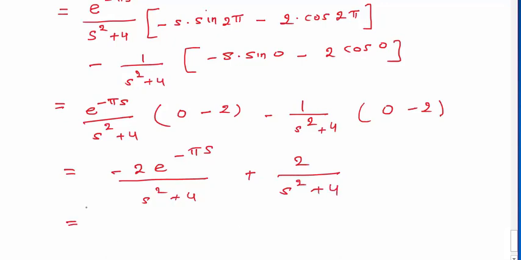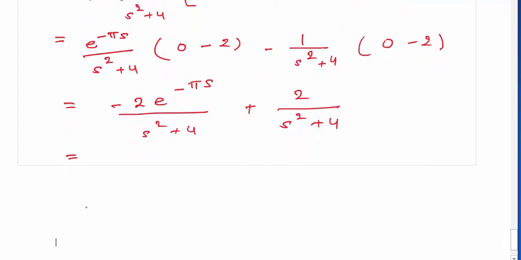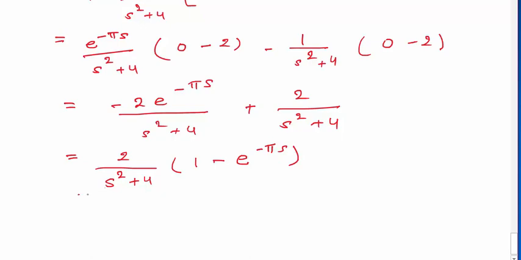Now we can take something common. What we can take common? We can take 2 upon s square plus 4 as common. So here we say that 2 divided by s square plus 4 we have taken common, and this term I will write first as it is positive. So 1 minus e power minus pi s. I hope now you are finding that the Laplace transform is easy to calculate.